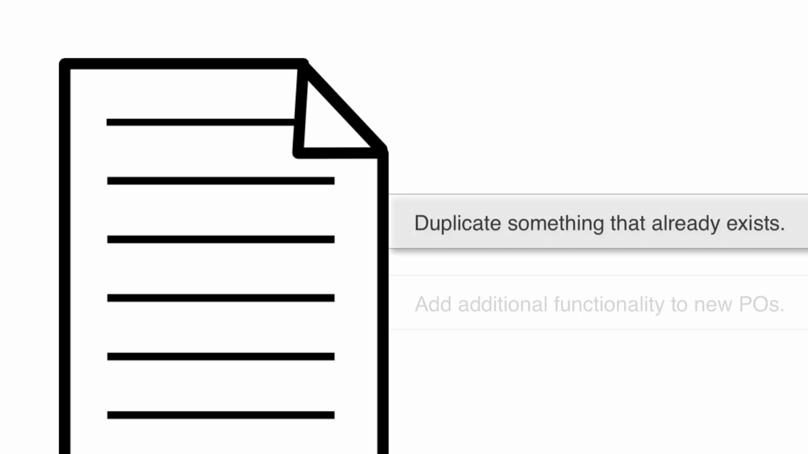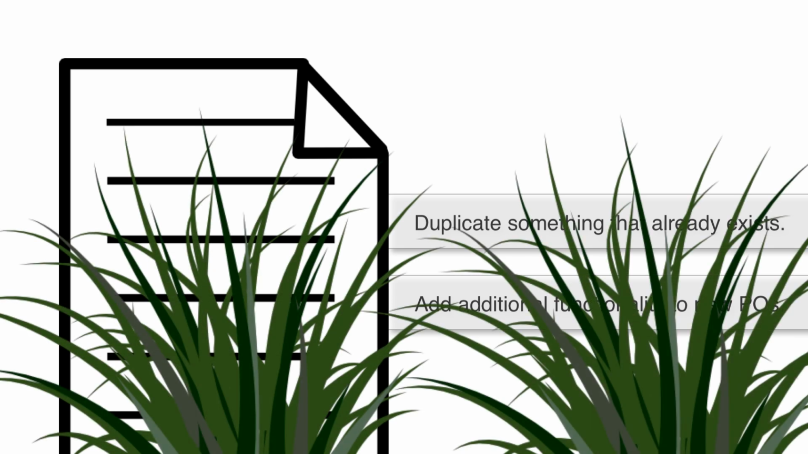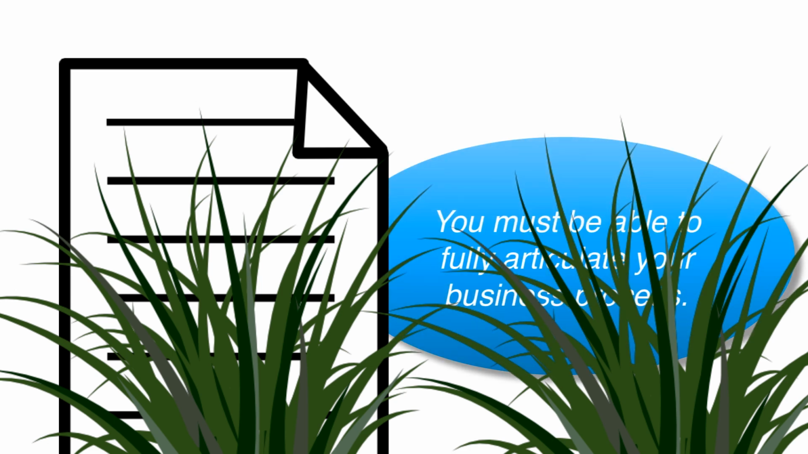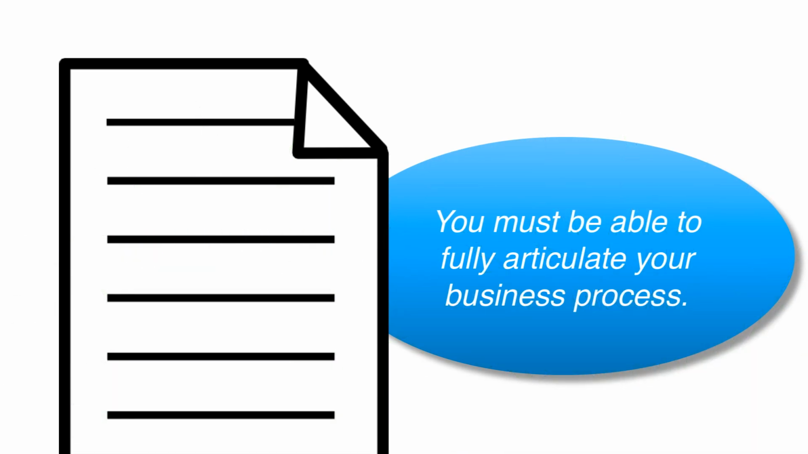And then the second thing is to take that new PO system and add additional functionality that allows you to notate the quantities of the accepted items. So I know I'm off in the weeds a little bit here, but it's important that you're able to understand and fully articulate the business processes behind this purchase order system that you're building.